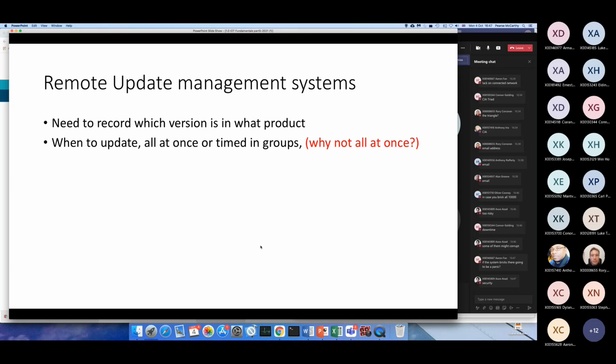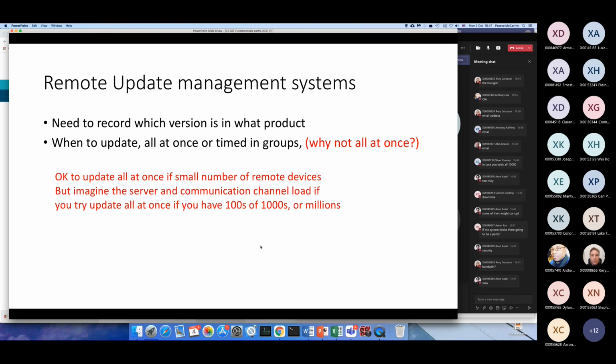Okay, if I have 1 million devices out there, what's the issue at the central end? If I want to update them all at the same time, what's the issue? Bandwidth, exactly, Rory, well done. How do you do them all at the same time? You've got to have a socket connection open for every single one, right? So typically they'd be done in groups. But as I say, the management system behind this is very, very complicated. It's okay to update all at once if you have a small number. But imagine the server and the comms load if you try hundreds of thousands or millions. And if you've been successful, that's where you will be.